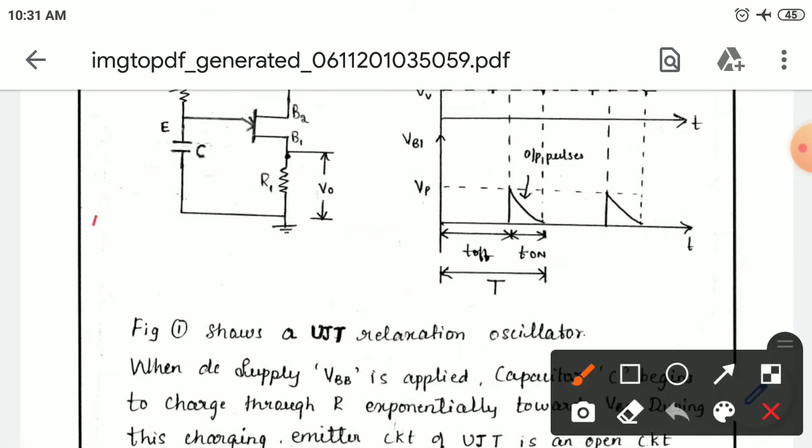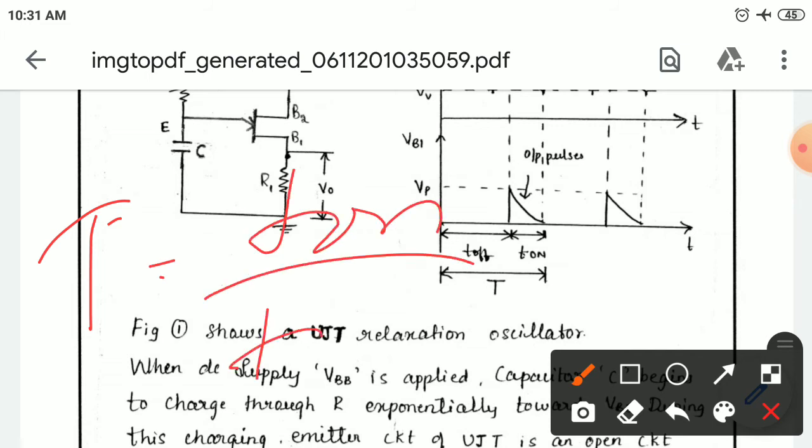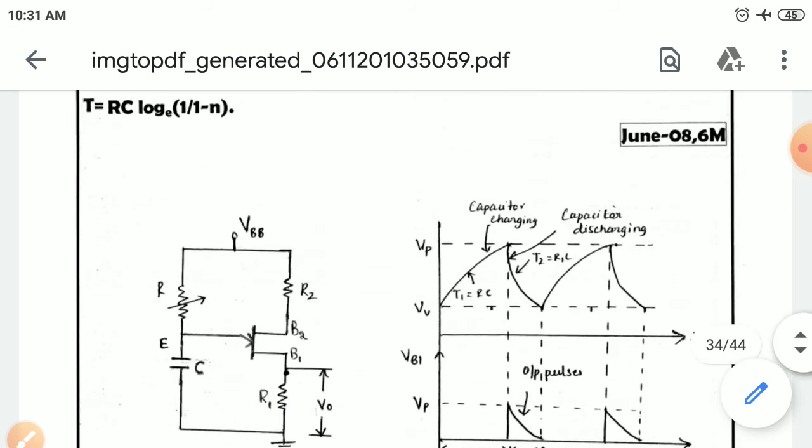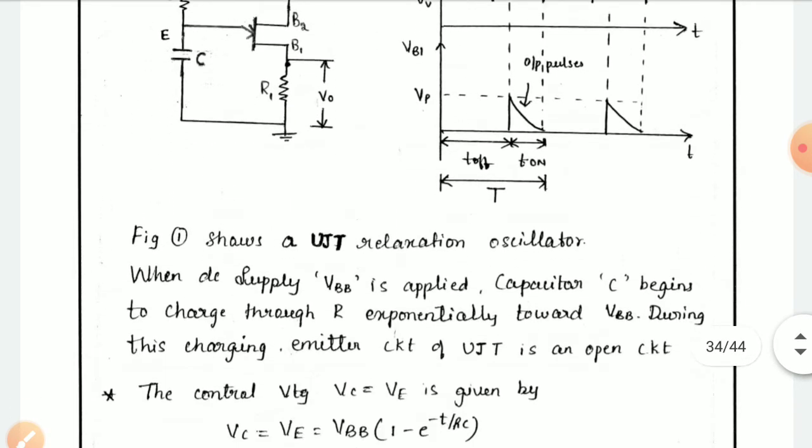The total time is T on plus T off, so the duty cycle is equal to T on divided by T on plus T off. The duty cycle or duty ratio of the generated pulse is the ratio of the on time divided by the total time of conduction. So this is about the UniJunction transistor, the UJT relaxation oscillator.